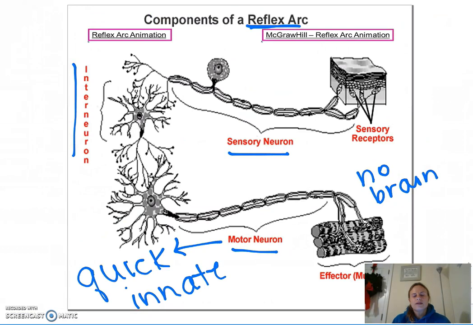So that ends our discussion of the neuron, of neurotransmitters, and of the reflex arc, and our next discussion will revolve around osmoregulation.